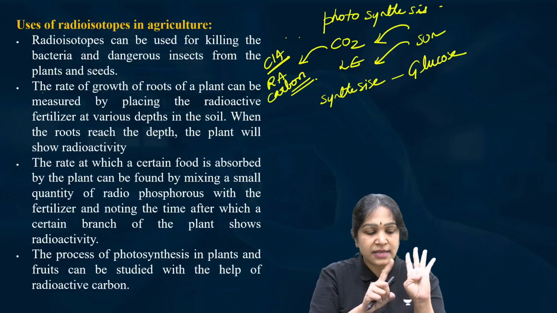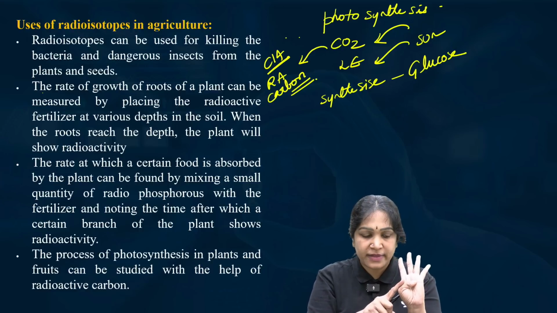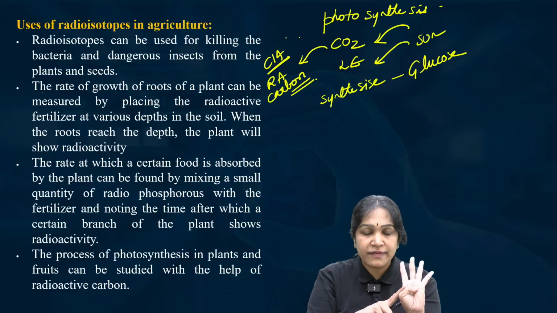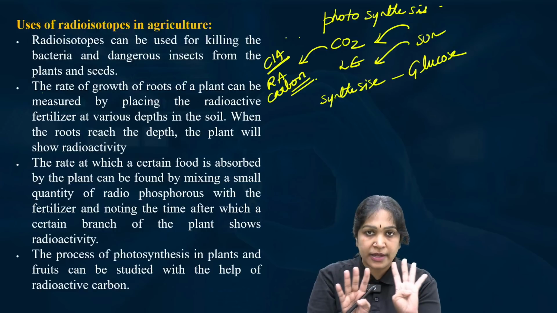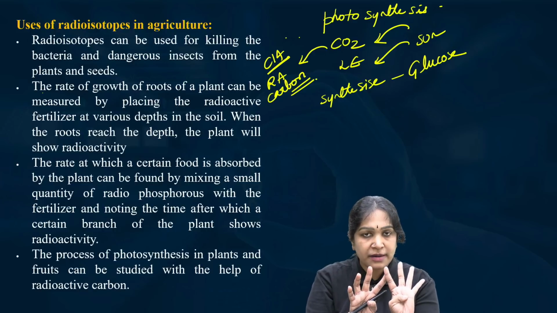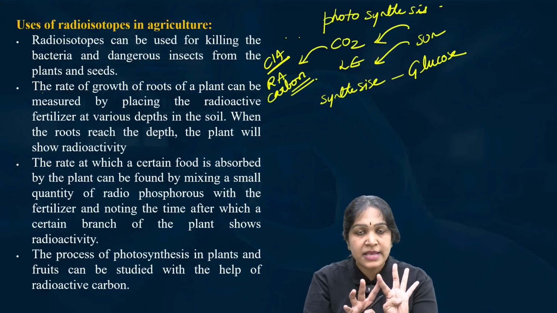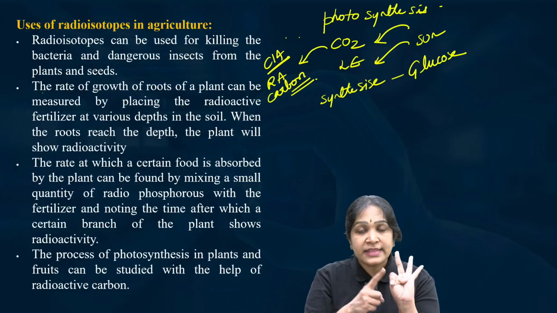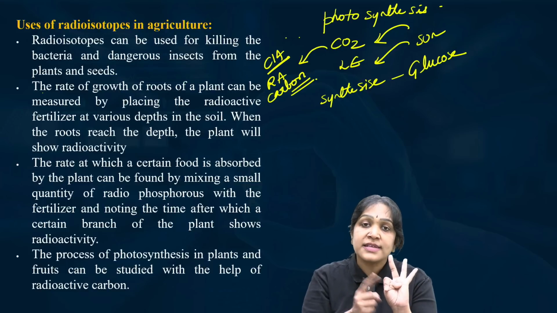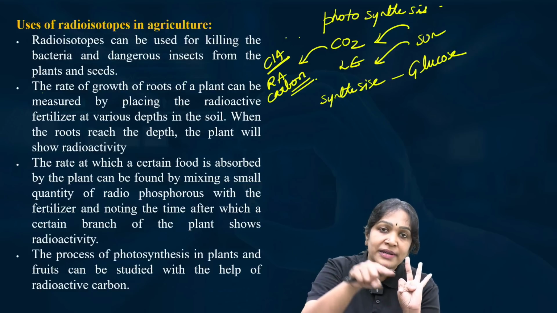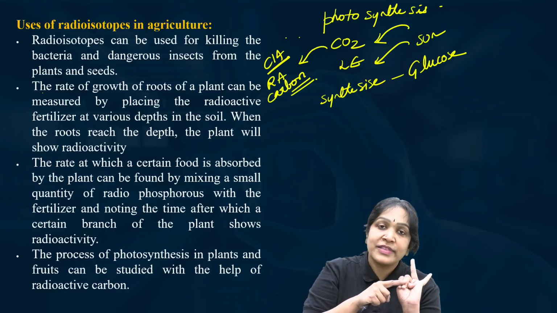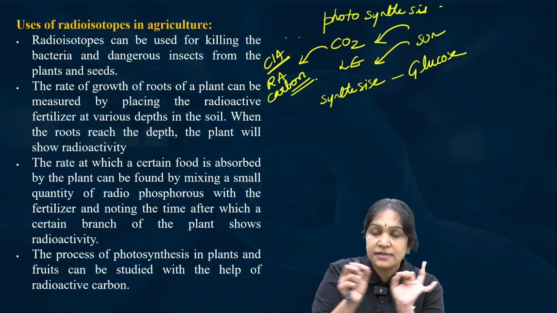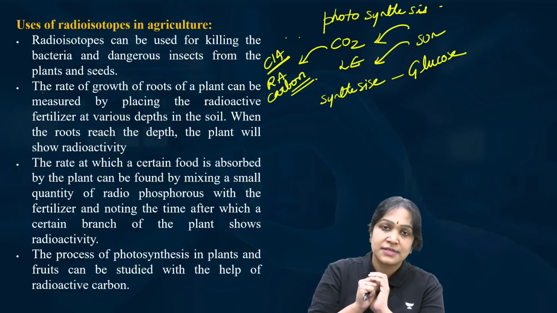The plant is taking carbon dioxide. Step number 1. The plant is taking carbon dioxide. But we are not giving it normal carbon dioxide. We are giving it a carbon dioxide in which the carbon is radioactive carbon C14. Then we will study where the C14 is going, where the carbon dioxide is going. With this you will understand which part of the plant is performing the photosynthesis.